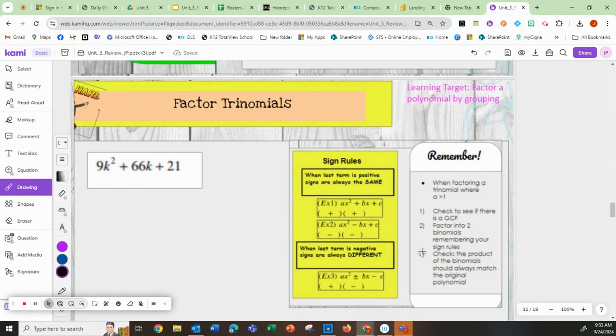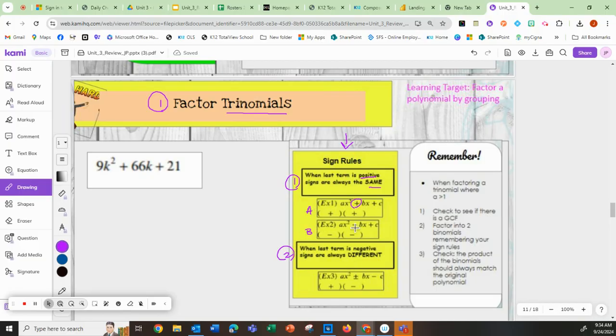We are going to talk about 4 different ways to factor. I do think factoring is probably the hardest thing in Unit 3. If you're factoring a trinomial, which is 3 terms, you're going to follow the sign rules. There are 2 basic sign rules. The first one says when the last term in your trinomial is positive, the signs are always the same. And they'll be plus plus when your middle sign is plus.